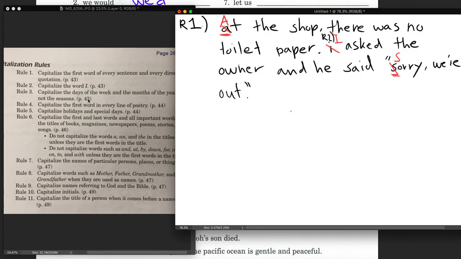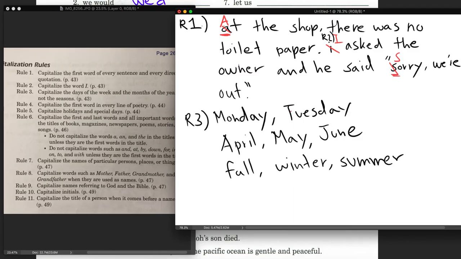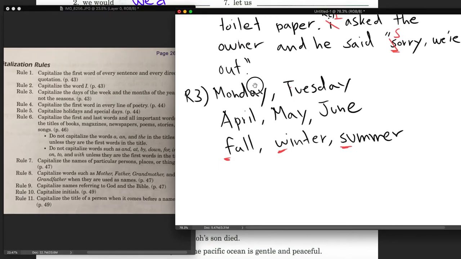Rule number 3, capitalize the days of the week and the months of the year, not the seasons. So you always have to capitalize days of the week like Monday, Tuesday, Wednesday, etc., and the months of the year like April, May, June. But you don't need to capitalize the seasons. So fall, winter, summer, etc. do not need to be capitalized. You can keep the first letter of these words lowercase.